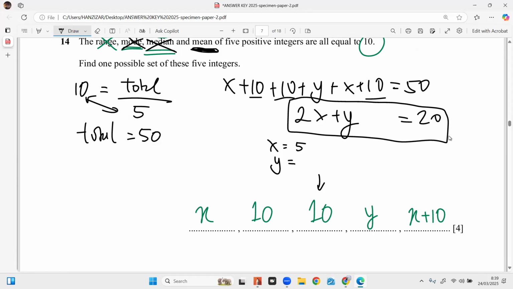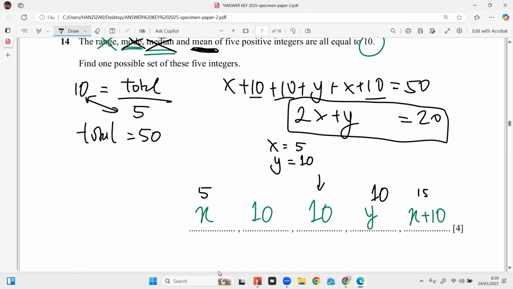2 times 5 is 10. 10 plus something equals 20. 10, right? Can we do that? Why not? So we know that x is 5 and x plus 10 is 15. There you go. Sir, what if I had everything as 10?